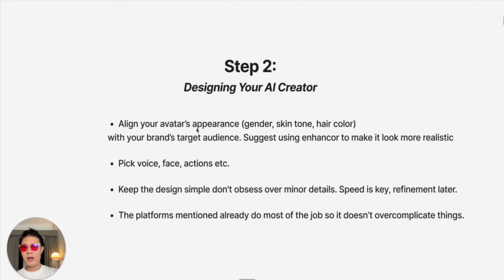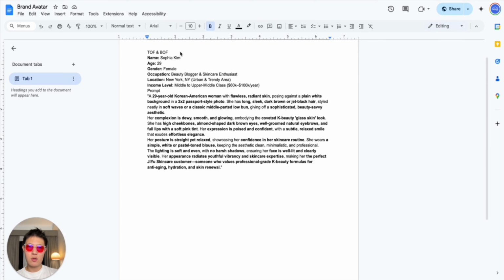What do I mean when we're saying the appearance, right? Let me show you this template that I use. So this is on Google Docs. All I did was go into ChatGPT and ask for the name, age, gender, occupation, location, income level, and the prompt of what we would want to have, just to let ChatGPT and Sora know what type of avatar I want to create.